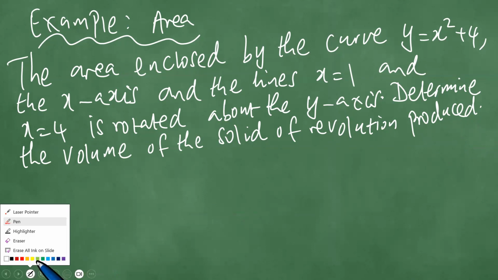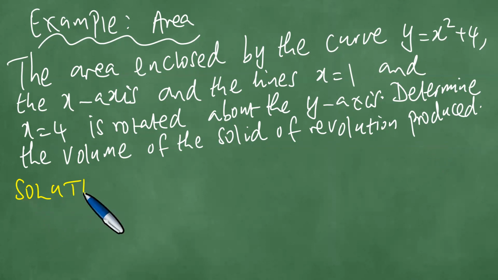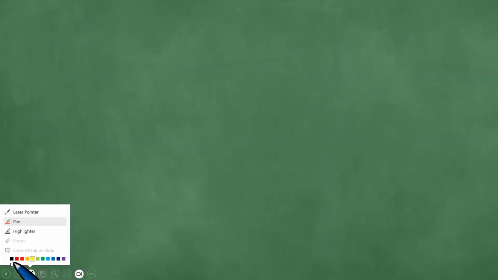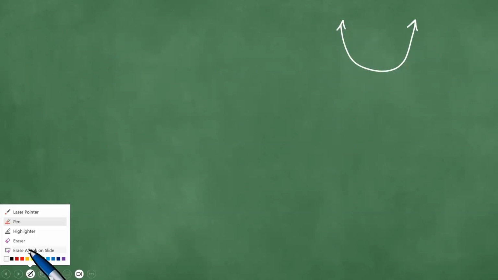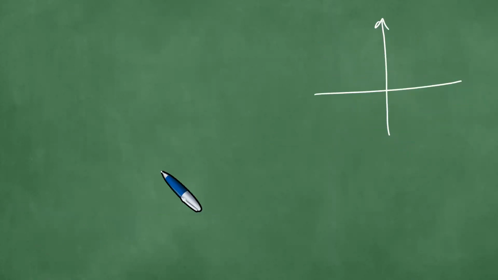Let's look at the solution to this. The area enclosed by the curve y equals x squared plus 4, the x-axis and the lines x equals 1 and x equals 4 is rotated about the y-axis. So we are interested in finding the volume. This is a volume question. Let us find the volume. So we must have an idea of the picture. What is the picture? Like this.